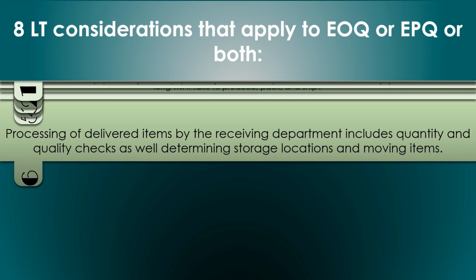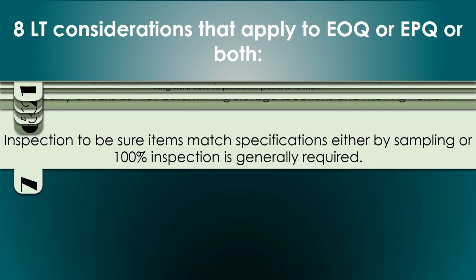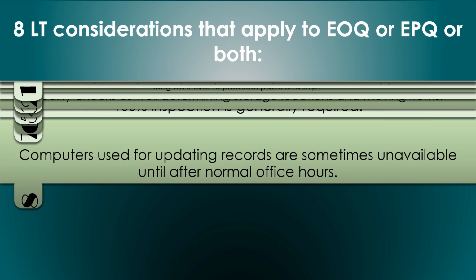Next is processing of delivered items by the receiving department, which includes quantity and quality checks, as well as determining storage locations and moving items. Next, inspection to be sure items match specifications, either by sampling or 100% inspection, is generally required. So time may be required to deal with problems uncovered by the inspection. And last, computers used for updating records are sometimes unavailable until after normal office hours.